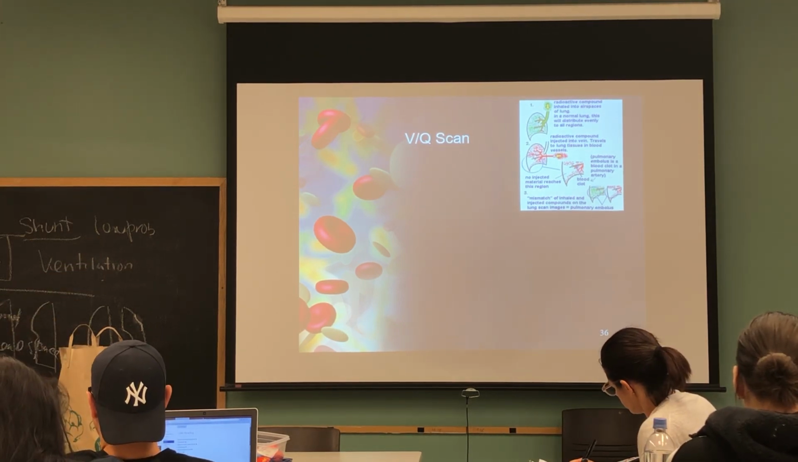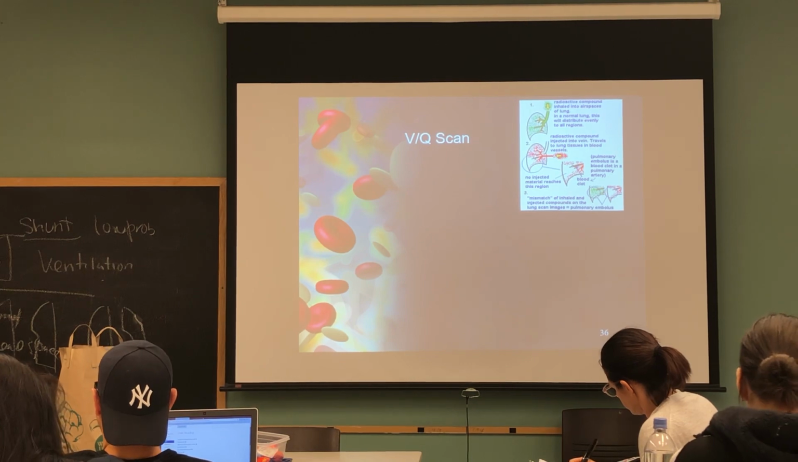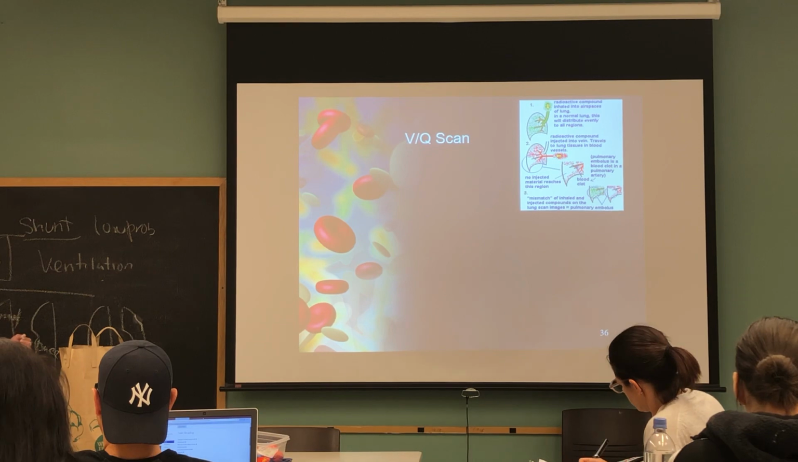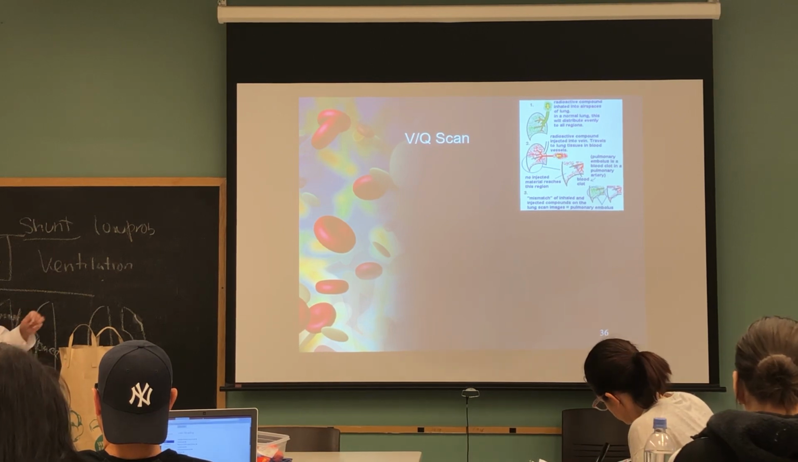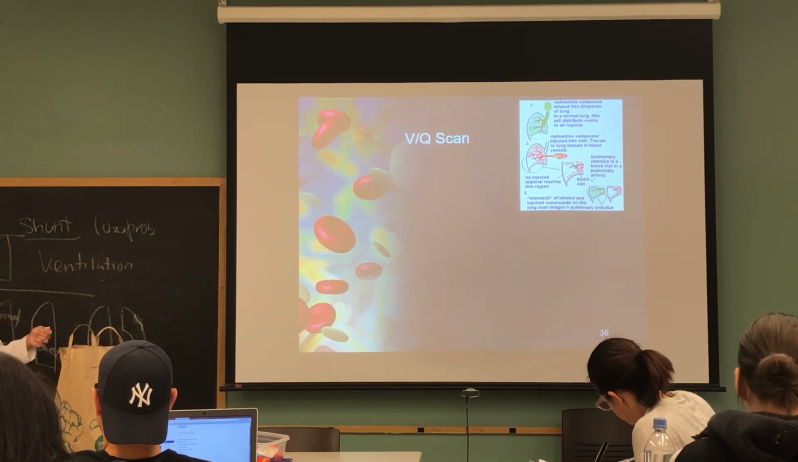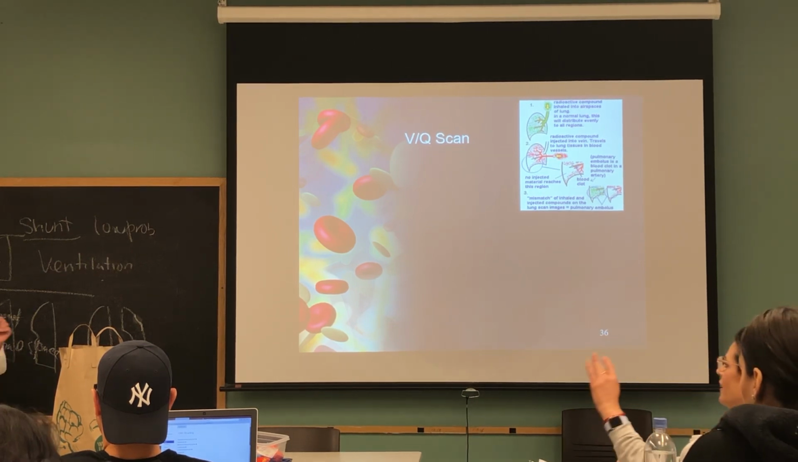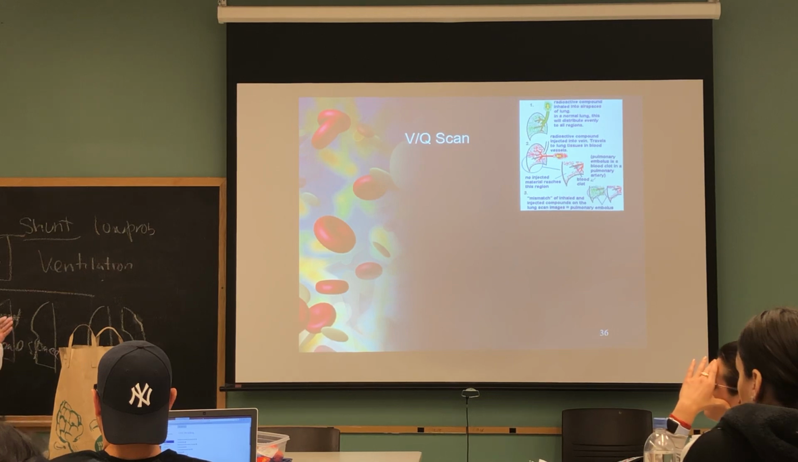Now, intermediate probability is a VQ scan that has a defect in perfusion, but when you match it with the CT scan, the patient has a lesion at that location. That would be intermediate probability. But it's not like dead space, we always are going to have dead space. That's a different dead space. She's referring to what is dead space in pulmonary medicine.